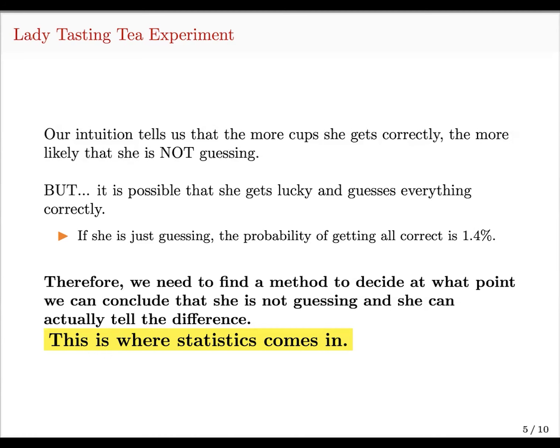In this lady tasting tea experiment, the underlying mechanism is whether the English lady has this special ability to tell whether milk or tea was added first into a cup. And through statistical analysis, we can conclude whether she really has this special ability based on how many cups she can identify correctly in this experiment.